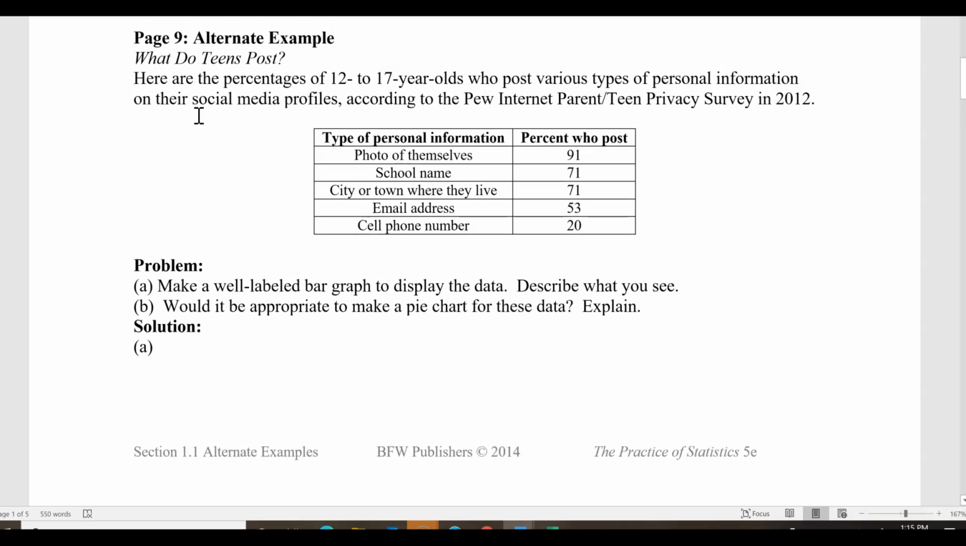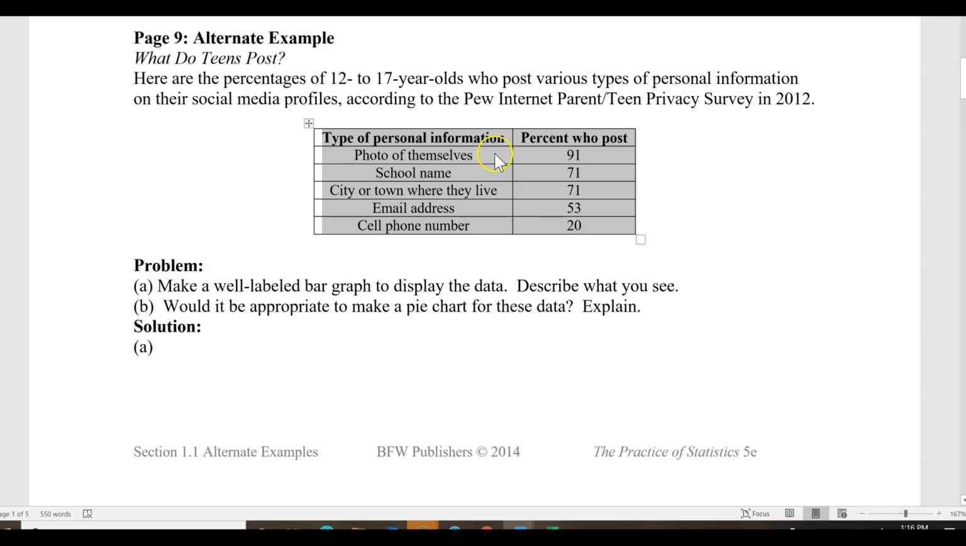So the next example we have here is type of personal information on social media profiles, right? So they break it down into several categories. Photo of themselves, school name, city or town where they live, and also the email address. So we want to make a bar graph of this. We could do this by hand, but I think the quickest way to make a bar graph is with Excel.